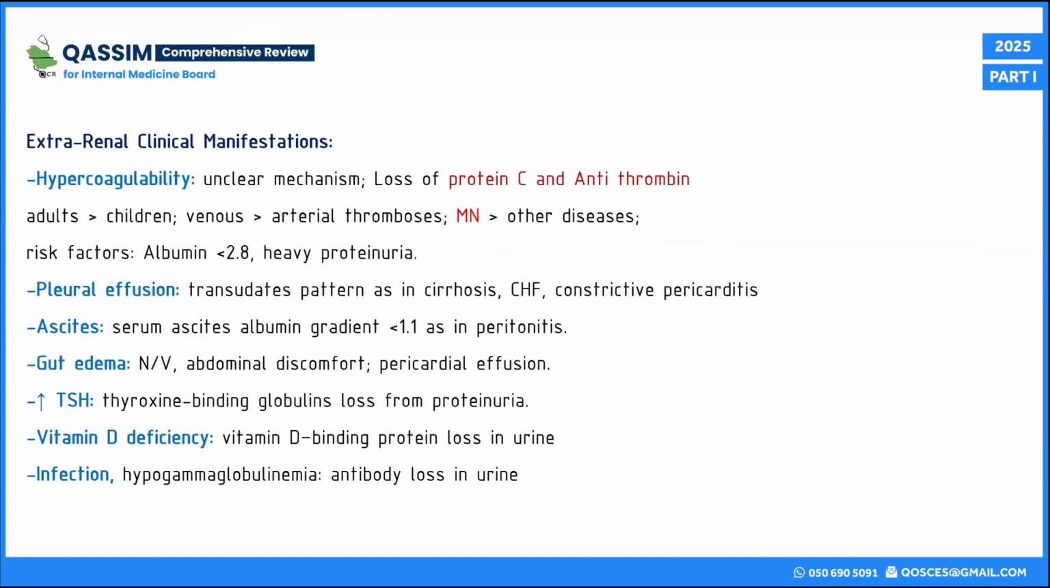So what are the extrarenal clinical manifestations of nephrotic syndrome? As we said before, hypercoagulability because there is loss of protein C and antithrombin 3 in the urine, and we see this more in membranous nephropathy. Another thing, we have anasarca because of sodium and fluid retention secondary to hypoalbuminemia and decreased oncotic pressure. Other things, as we said, we have risk of infection and risk of thrombosis.